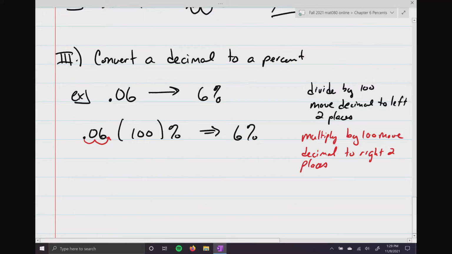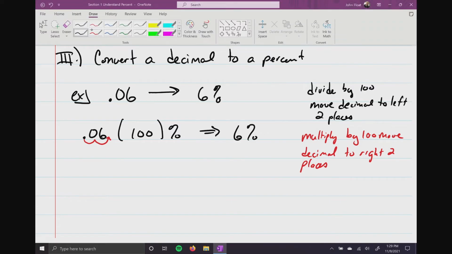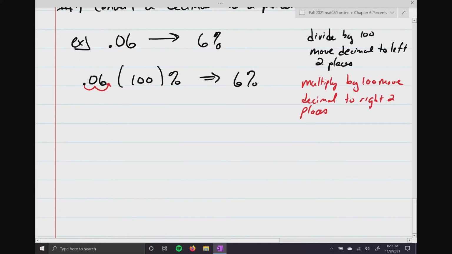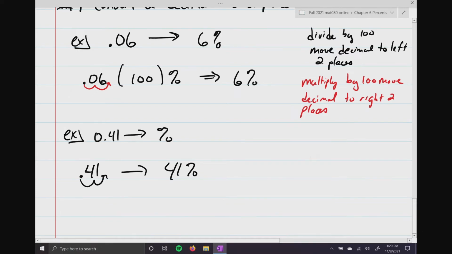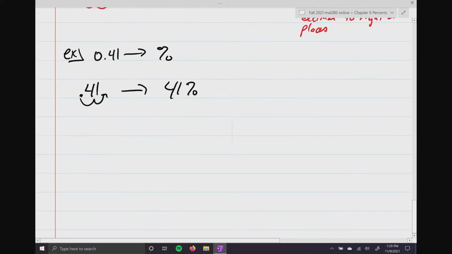Okay, so now that we know how to convert a decimal to a percent, let's just knock a couple out. So how about 0.41 to a percent? Well, you're just going to take that decimal point and move it 2 places to the right. And put your percent symbol. And that's it. It's as hard as it gets. Okay? Let's try a couple more.